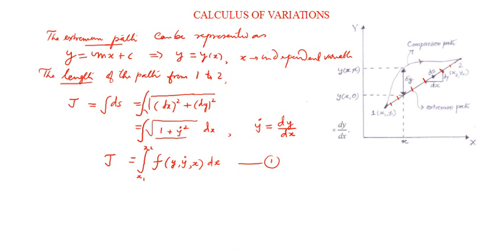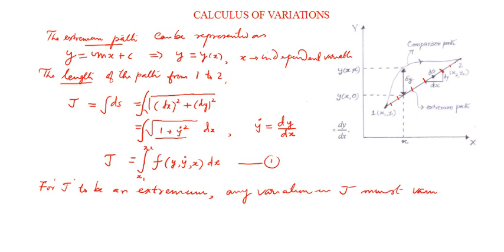Now our task is to find the path between x1 and x2 such that the integral given in equation number 1, which is represented by J, attains a minimum or extremum value. For J to be an extremum, I am using the general term, any variation in J must be 0. Any variation in J must vanish.